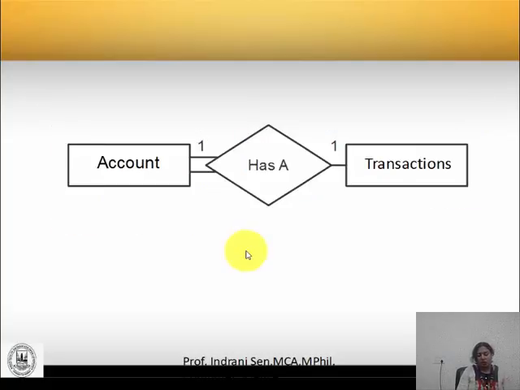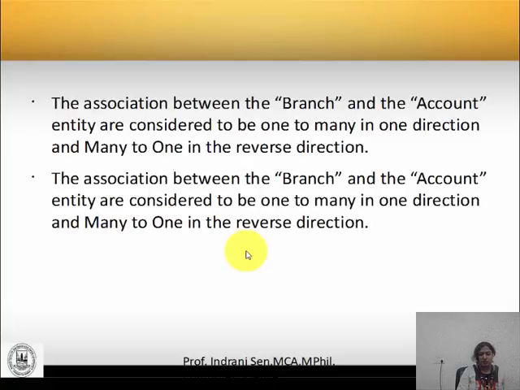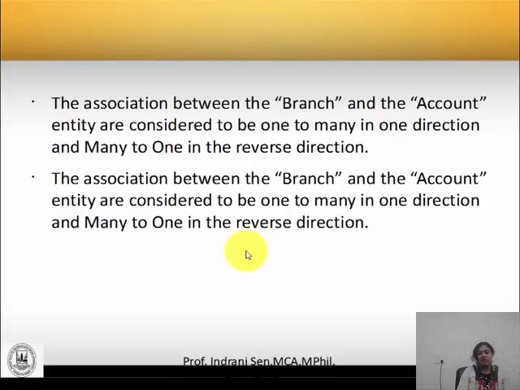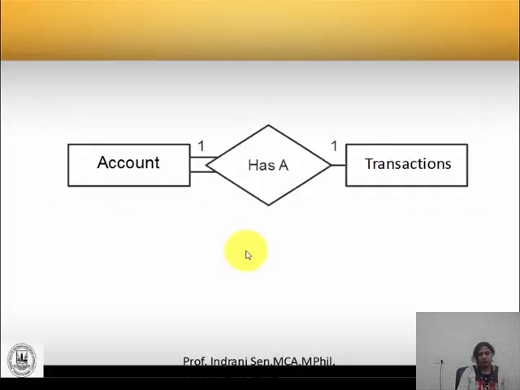Similarly, we can talk about account and transaction, in which one account has multiple transactions, but one transaction is related to only one account.